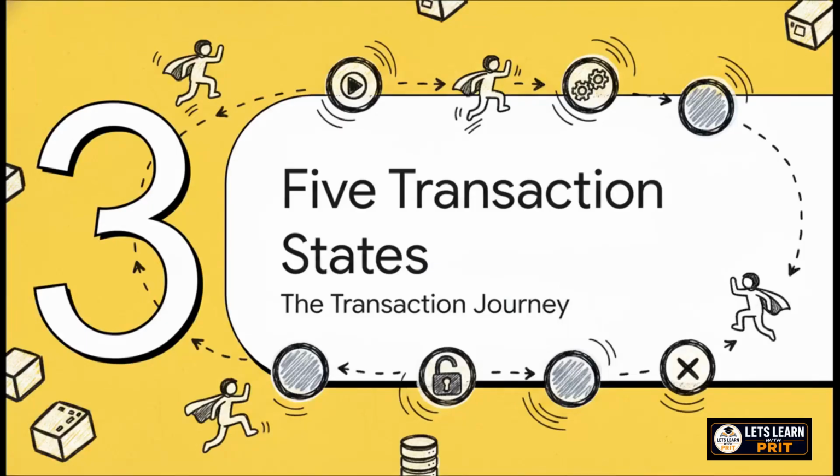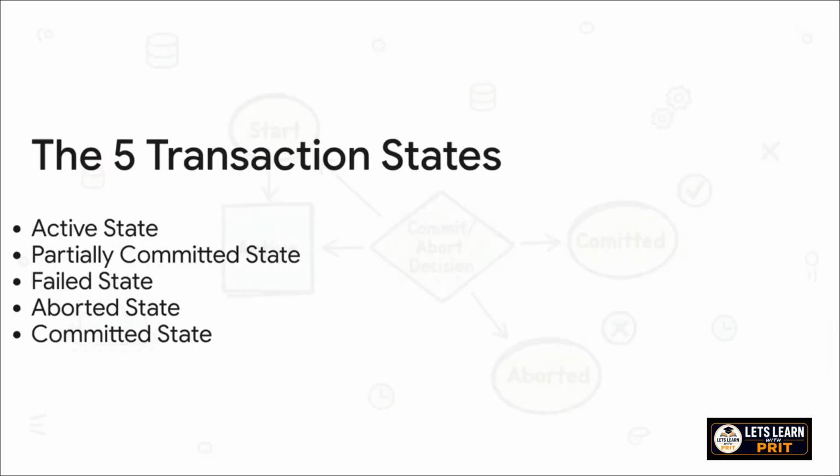Now for the main event, Section 3, the 5 states of a transaction. These are basically the 5 heroes of our story today. We have the active state, the partially committed state, the failed state, the aborted state, and finally, the one we always want, the committed state. As your senior, I highly recommend locking these 5 exact terms in your mind right now. We're going to take these exact 5 building blocks and create the complete workflow diagram that's going to fetch you full marks in the exam.